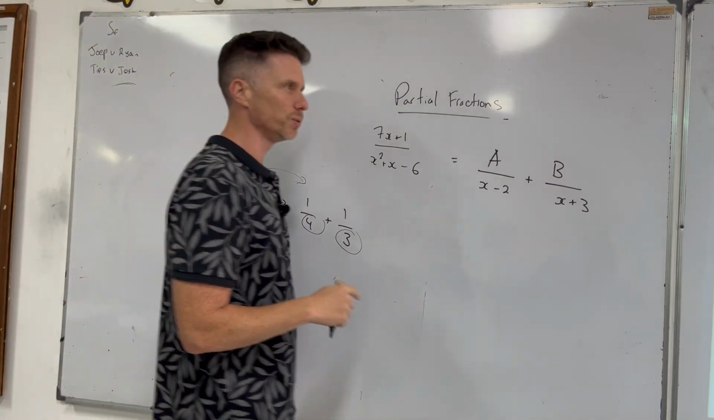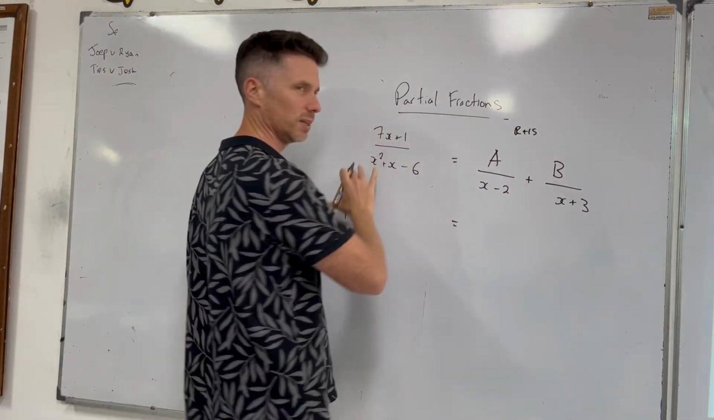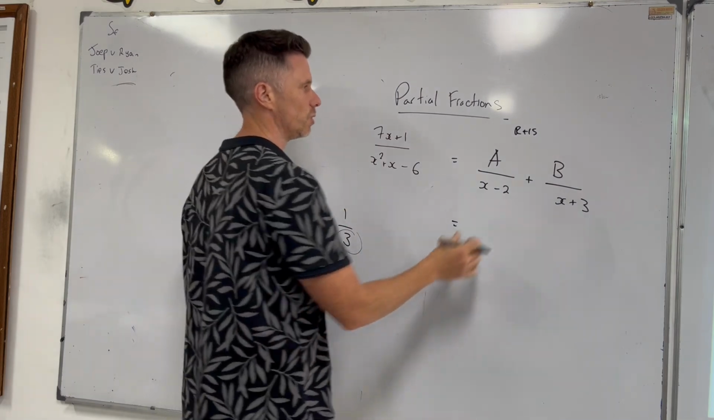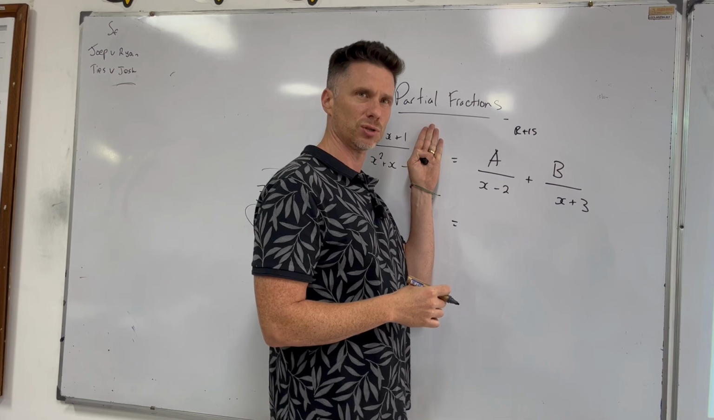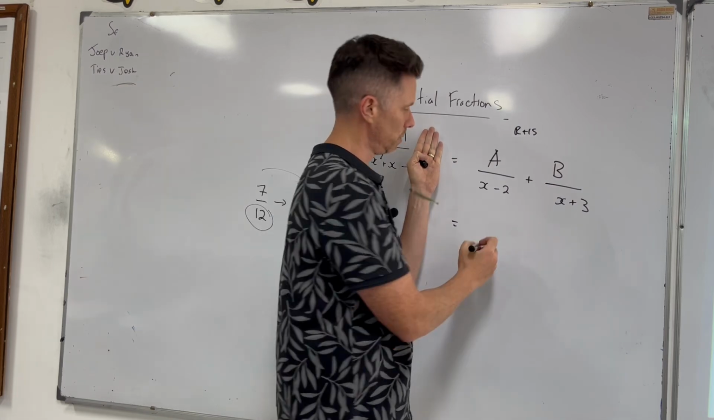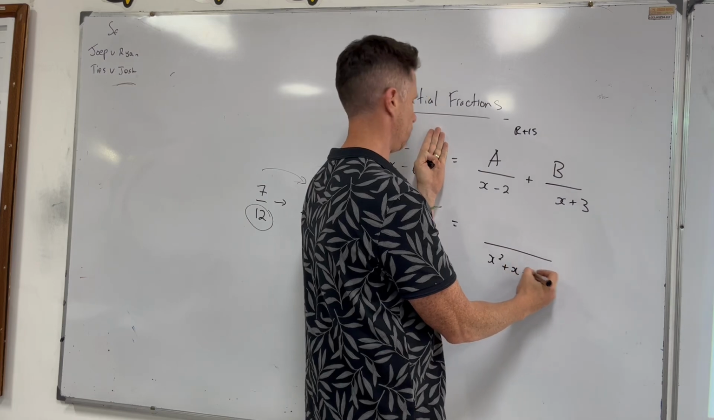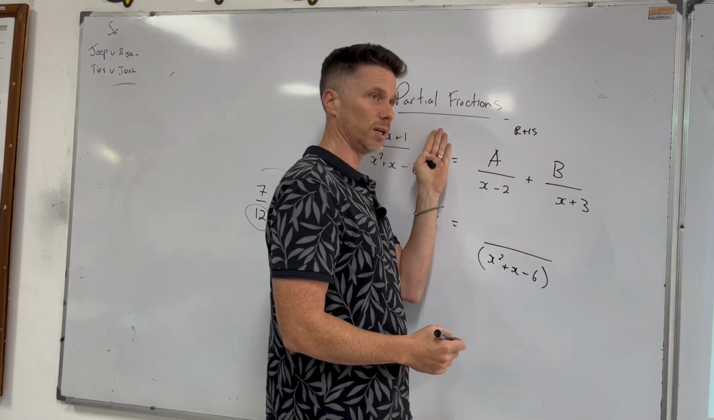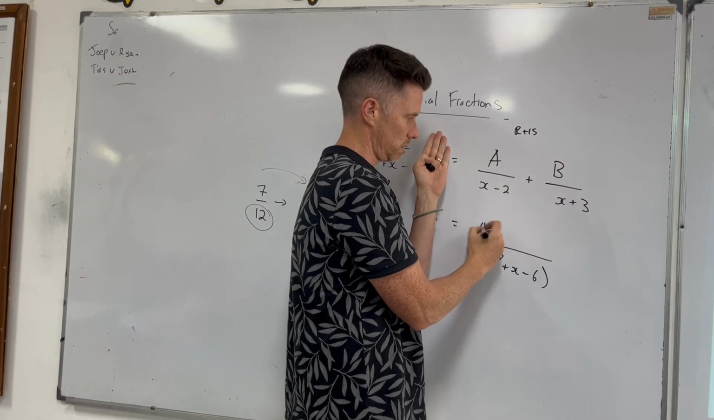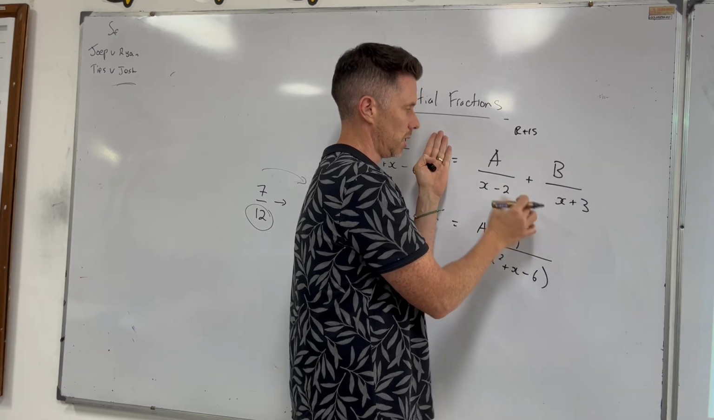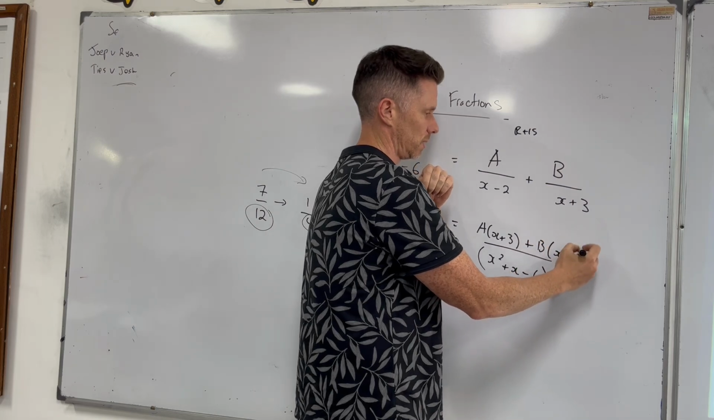What we could do then is let the right hand side here equal the left hand side. So if you wanted to add these two together, what would you do? You'd get a common denominator, which we already kind of know, as x squared plus x minus 6, yeah? We get the common denominator and we multiply this by x plus 3. Yeah? And multiply this by x minus 2, yeah.